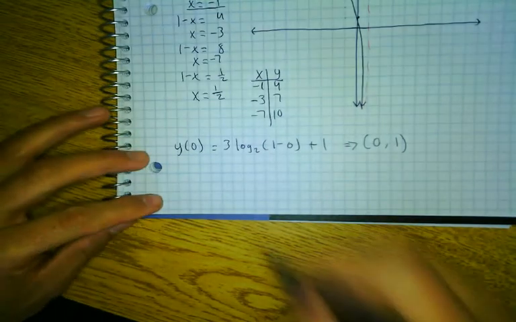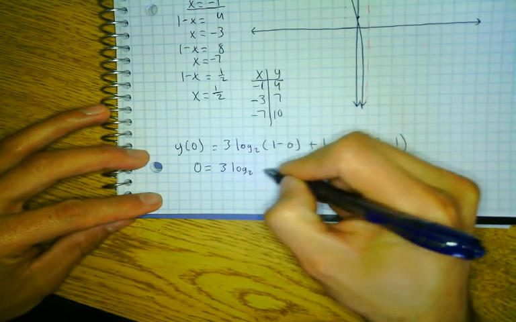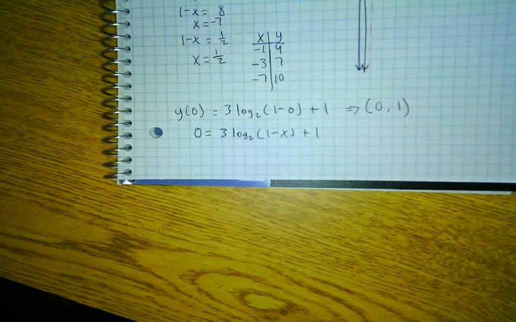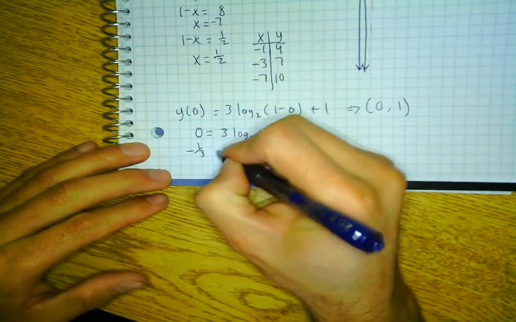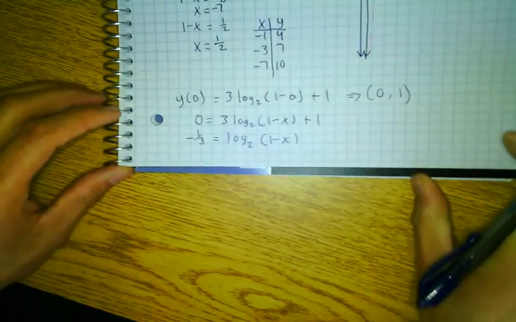This one's a little bit more difficult. So in this case, I'm going to have 0 is equal to 3 with the logarithm base 2 of 1 minus x plus 1. Now, we're eventually going to talk about solving equations. We're not there yet, so I'm getting a little bit ahead of myself here. But let's see if you remember anything from Algebra 2. Any thoughts of how I can solve this? Subtract 1 and divide by 3. So that would give me a negative 1/3 on the left-hand side, and it would leave me with a logarithm base 2 of 1 minus x on the right-hand side.